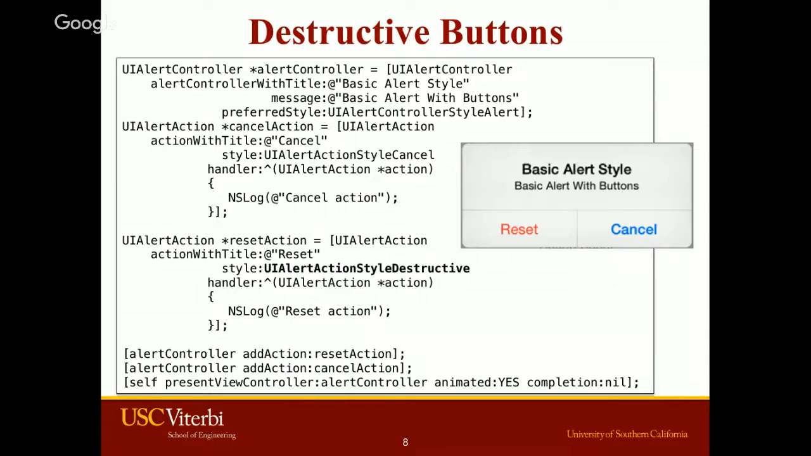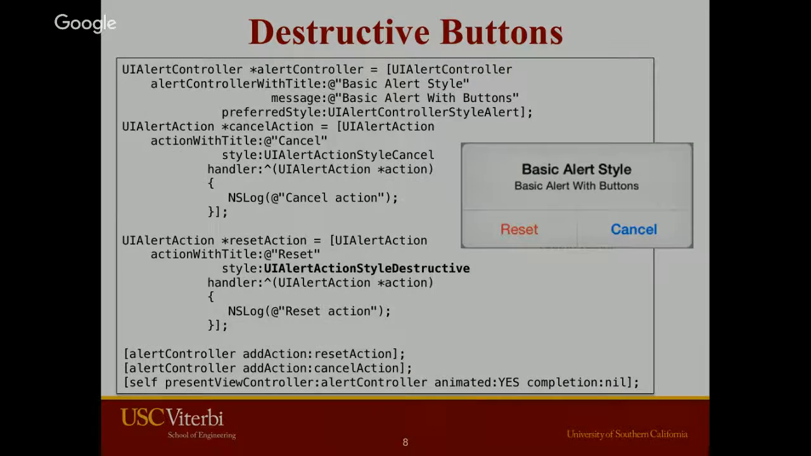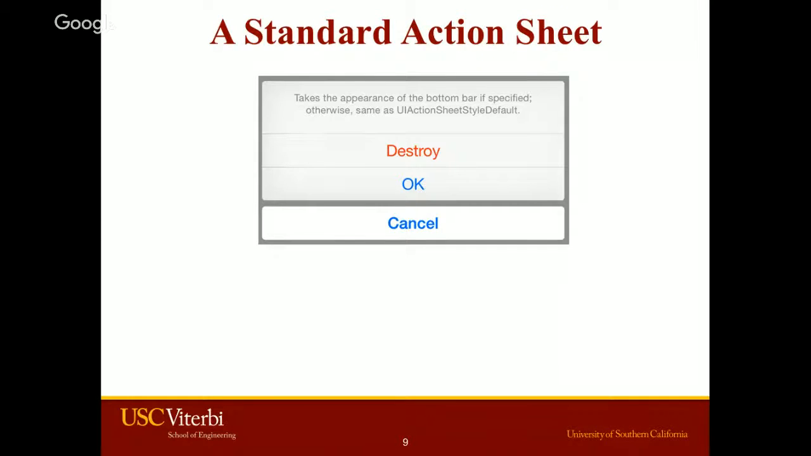Cool. So that is the alert view, the new one, and this is what the action sheet looks like. This is when it's anchored to the bottom. Those are the 3 styles: the destructive style, the default style, and the cancel style.